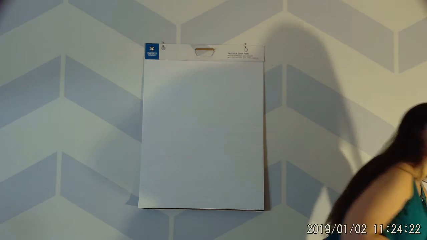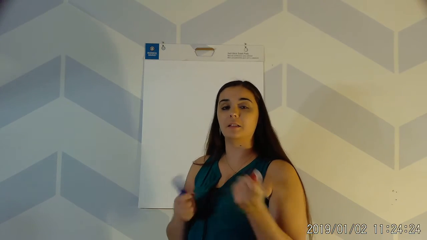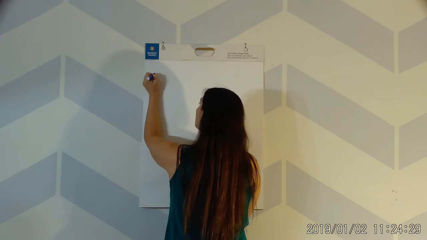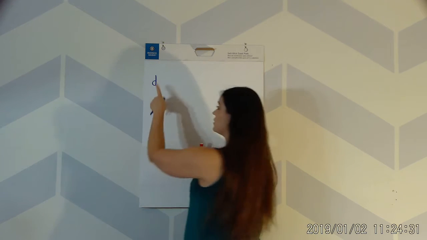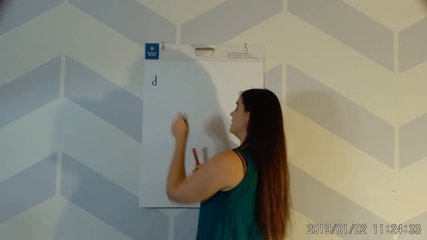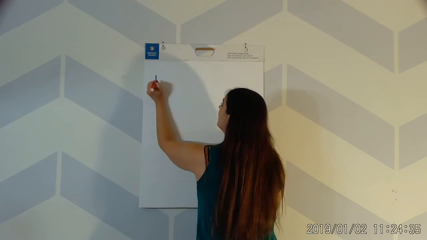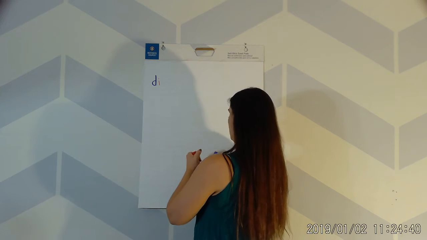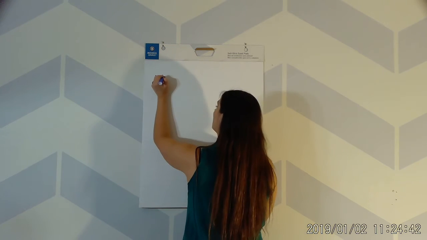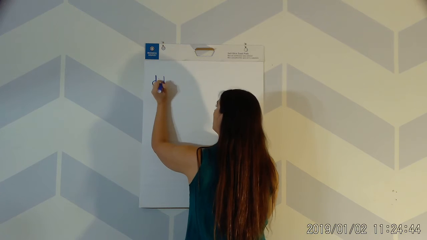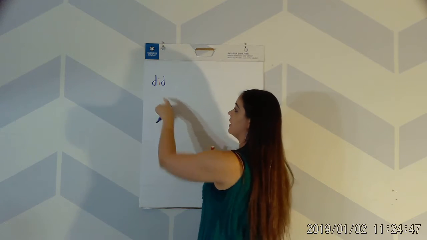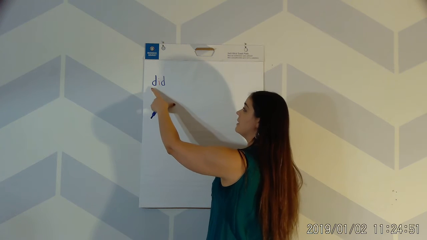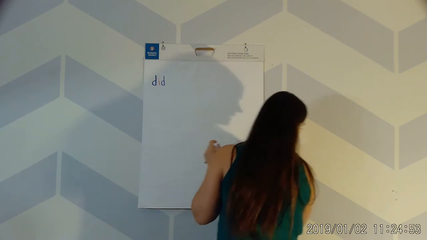All right, so the first word, did, your turn, did. So that D says what? D. And that I says i. And that D says what? Duh. Okay, then we'll blend them together. Duh, i, duh, did. All right, next word.